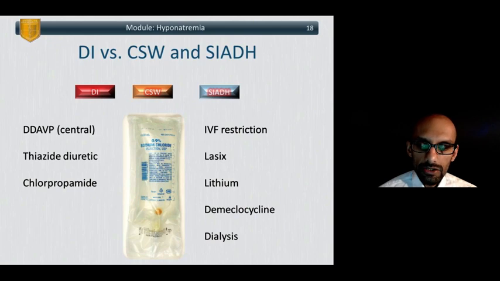With SIADH, you can treat initially with IV fluid restriction. You do Lasix diuresis, treat with lithium carbonate, which will inhibit ADH release, as well as with demeclocycline. You can dialyze these patients. And a newer class of drugs are the Vaptans, Conivaptan and Tolvaptan. These are ADH receptor antagonists that can antagonize the effect of ADH at the collecting duct.